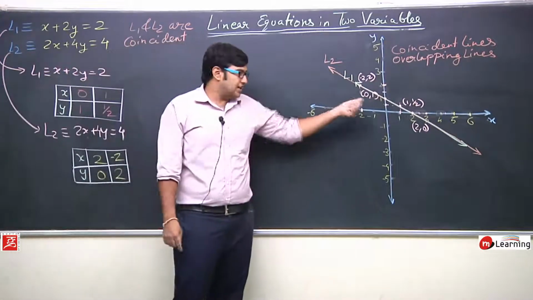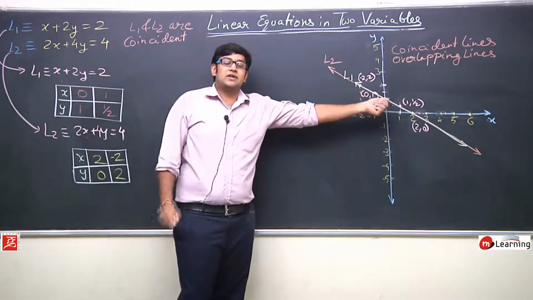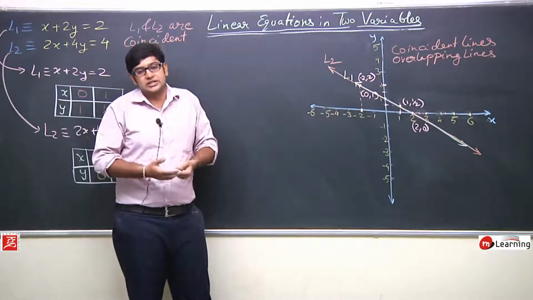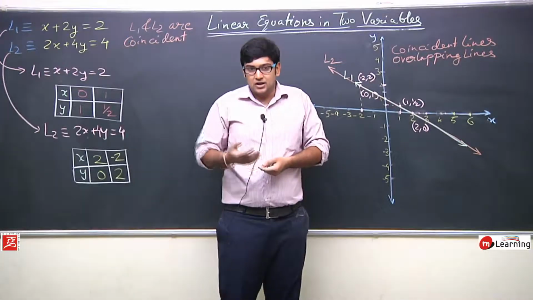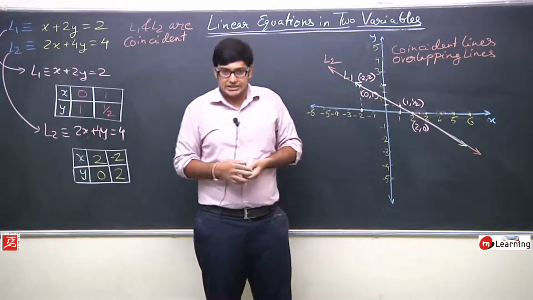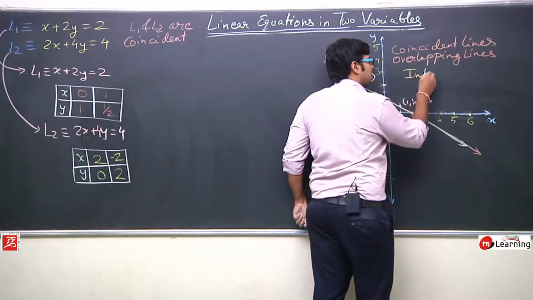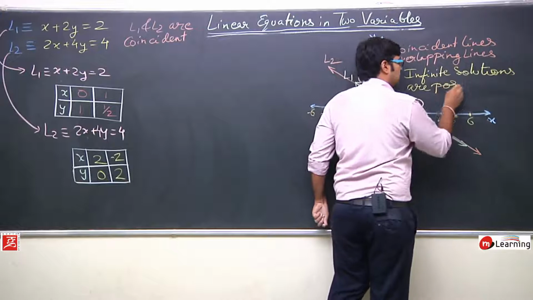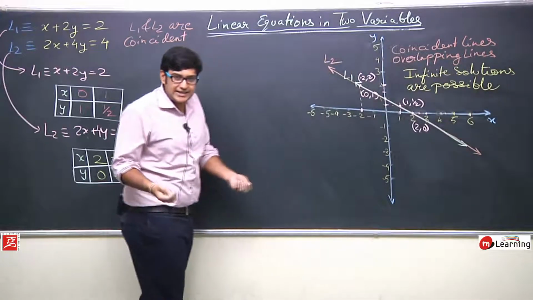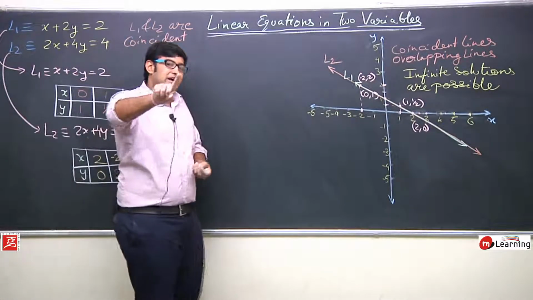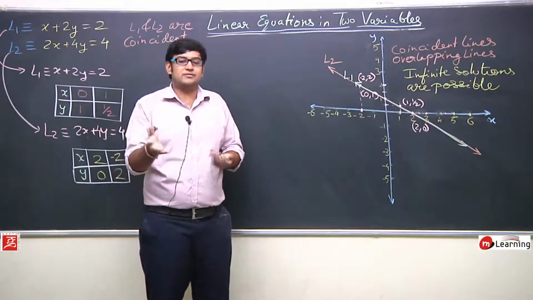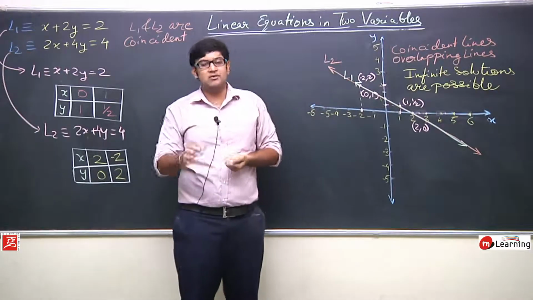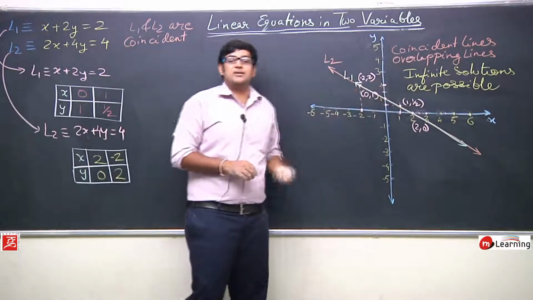It means the points, the coordinates x, y, which satisfy the L1 line will also satisfy the L2 line. Hence, this pair of linear equations will have an infinite number of solutions. It means there are an infinite number of x and y pairs which will satisfy both the equations. Hence, we will say infinite solutions are possible, because the two lines are basically intersecting each other at an infinite number of points. Two lines can intersect either at one point or at infinite points. When infinite points? When they overlap each other. So in this graph we can see that both the equations are overlapping each other, hence they intersect at an infinite number of points. So the two lines are coincident, which means they have infinite possible solutions.